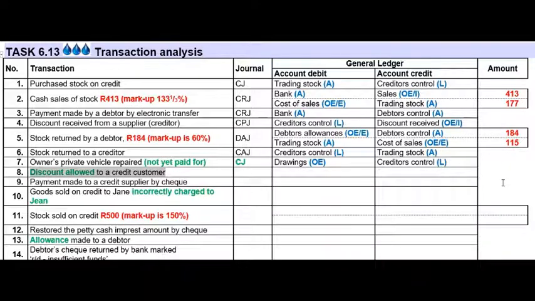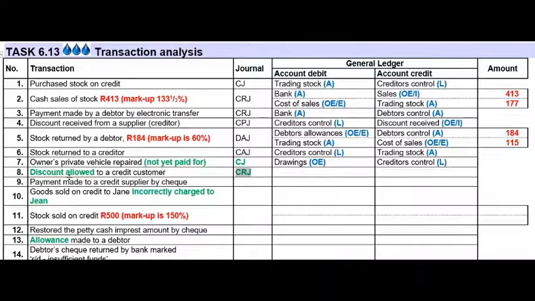Then discount allowed to a credit customer. A credit customer is a debtor, okay, because it's a customer that we sell stuff on credit to. It might be confusing, but please don't think it's a creditor, it's a debtor. Discount allowed will be recorded in the CRJ, and this might be a little bit confusing. It's very similar to this transaction here on the 4th, so it's just the opposite of that. Discount allowed will be recorded in the CRJ.